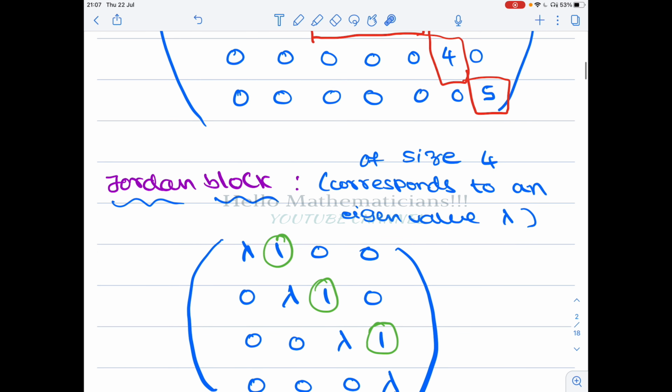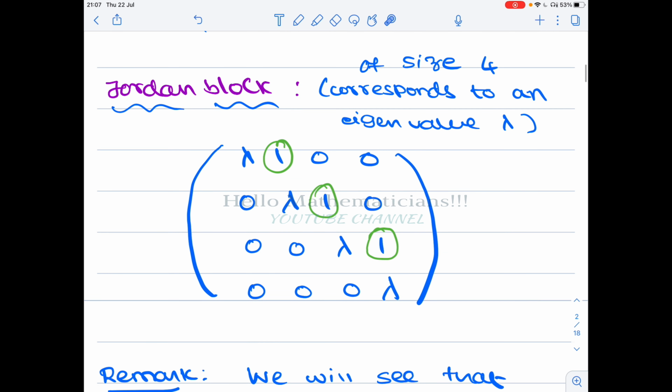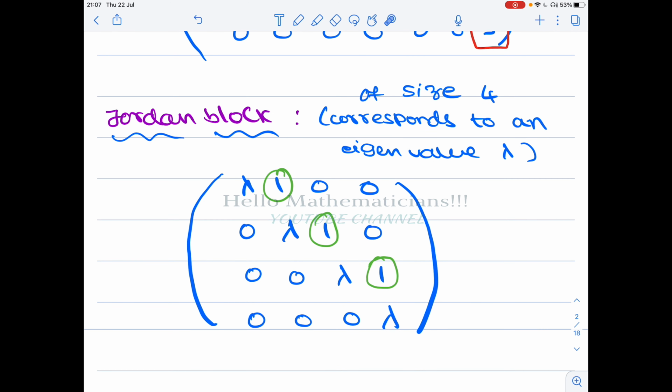Okay, let's continue. This is an example of a Jordan block. It is a size 4 Jordan block, corresponding to the eigenvalue lambda. Why is it size 4? If it is a size 4 Jordan block, then there will be 3 ones. In general, if it is a size k Jordan block, there will be k minus 1 ones here. The point is this is a 4 by 4 matrix, but that is not the reason why we call it a 4 by 4 Jordan block corresponding to the eigenvalue lambda.